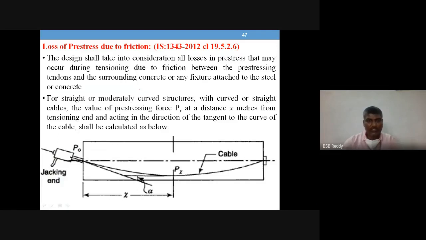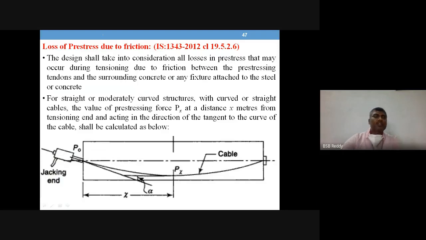Reason: friction between the tendon and any other material, like either concrete or duct material, whatever it is. There will be friction when the tendon is being pulled in the process of elongation of the tendon or the cable. It is going to have friction with the attached material when the cable is curved.